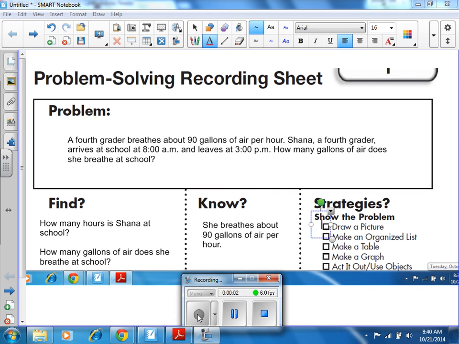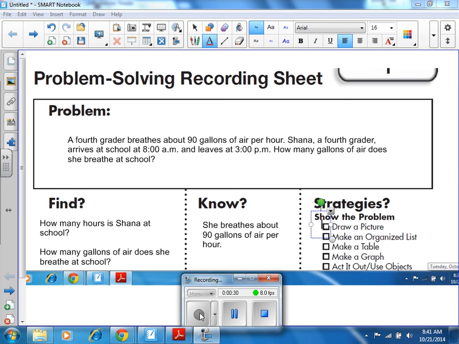This is a problem-solving recording sheet, and this is going to help you when you are doing your problem solving with word problems. Here's our problem. A fourth grader breathes about 90 gallons of air per hour. Shauna, a fourth grader, arrives at school at 8 a.m. and leaves at 3 p.m. How many gallons of air does she breathe at school?